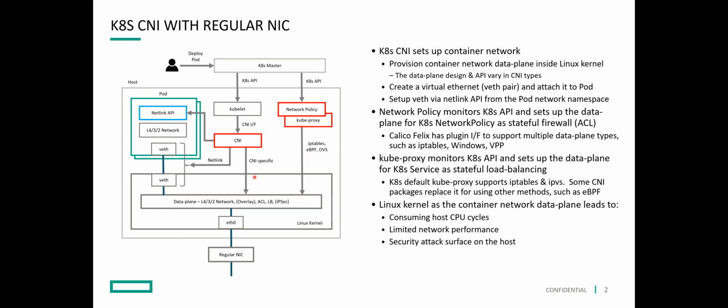Overall, all the typical deployments use the Linux kernel to provide the Kubernetes network data plane inside the Linux kernel. And this leads to multiple challenges or issues. One is that this data plane consumes host CPU cycles, because for every packet, it needs to do the overlay or maybe firewall or load balancing or possibly IPsec. And it also leads to limited network performance, especially with a high-speed NIC.